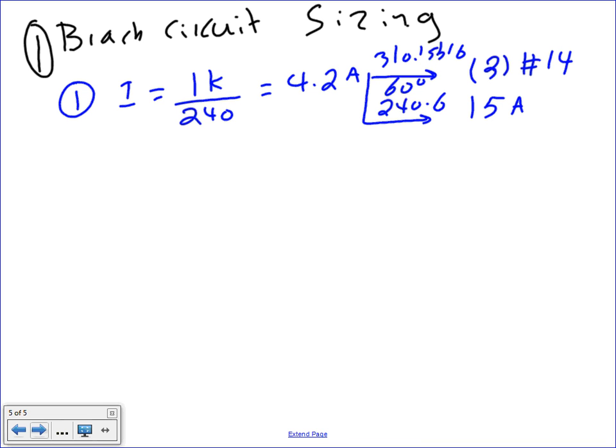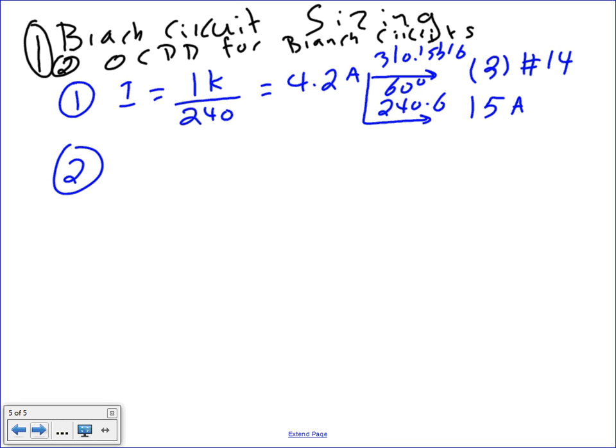And since we're doing it here, I'm going to do 1 and 2 at the same time, 1 and also 2 here. Overcurrent protection device for branch circuits. I'm going to do 1 and 2 in the same calculation just to gain more time. Okay, here's 1, 2. Let's do 2. The rest of it is just tedious work, guys.